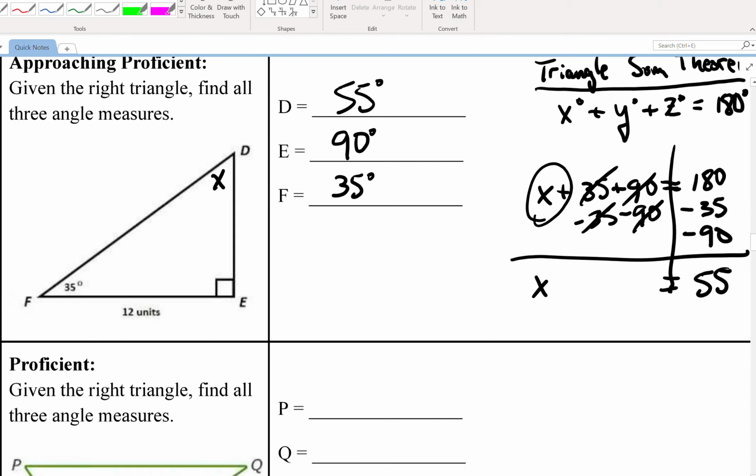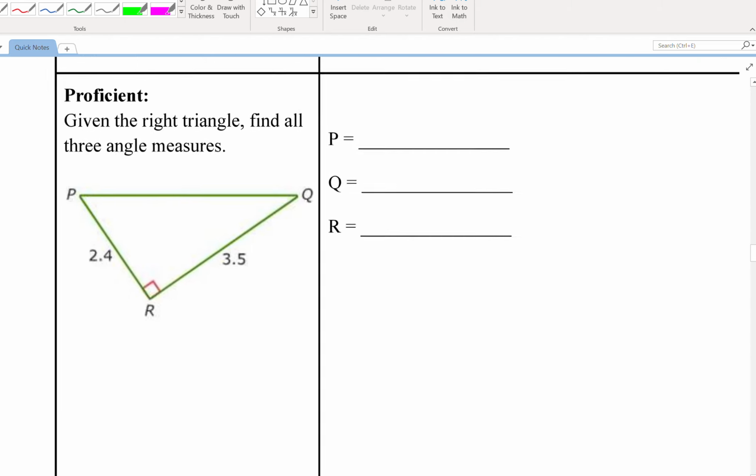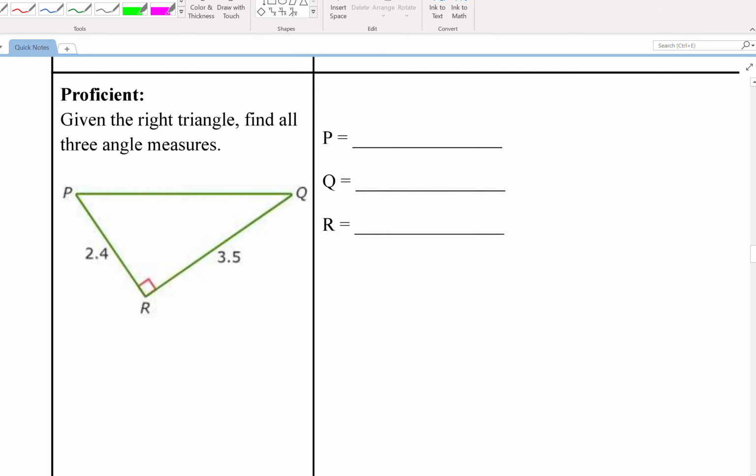Now, proficient. Here, given the right triangle, find all three angle measures. So we already know R. That's the 90 degrees, so let's go ahead and write that in, just so we remember that's 90 degrees. I don't know P or Q, and you can decide which one you want to do first. It really doesn't matter. I'm going to try to find Q first, and so I'm going to label this theta, and as it pertains to that angle, this side is the opposite side. And this one, 3.5, is right next to the angle, and so that's my adjacent.